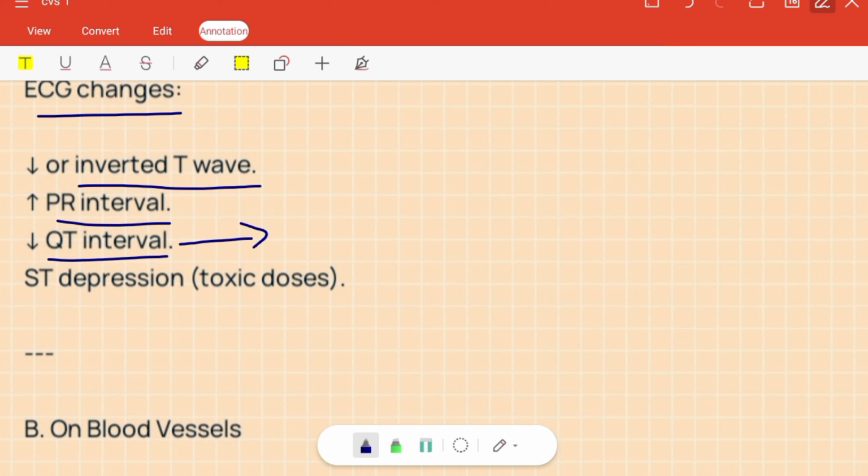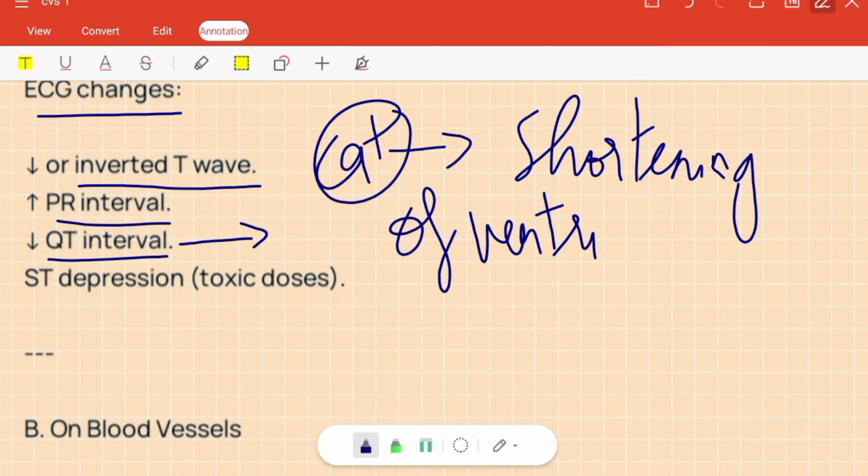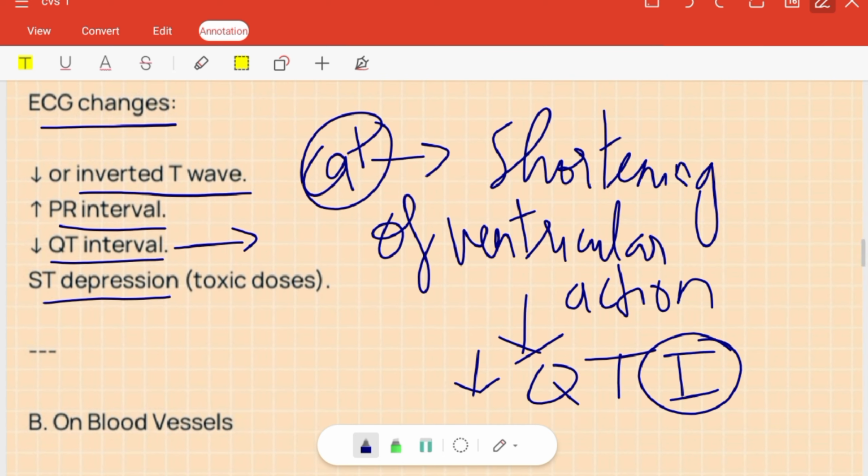Then if you ask why there is a decreased QT interval, it is because of the accumulation of extra calcium. When there is accumulation of calcium, this causes a shortening of the ventricular action potential. When the ventricular action potential is shortened, it leads to the decreased QT interval. And then there is ST depression.